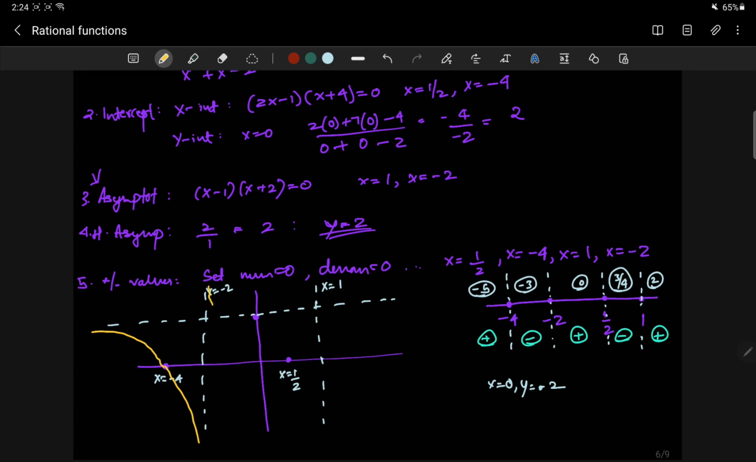So it's got to come down from here, but it's got to go through the, what's that? The y-intercept. And then it's got to go through the x-intercept, and it's got to go down on the vertical asymptote. After 1, it's positive. It's positive, but this is a horizontal asymptote, so it cannot cross that line.